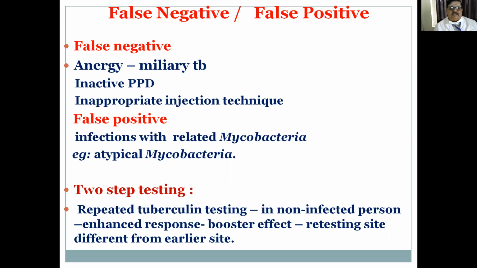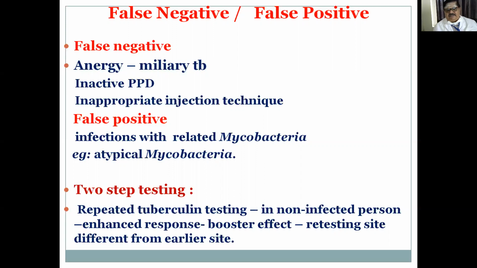False negative may be in miliary tuberculosis, anergy, that is failure to react. The PPD is inactive. Suppose drugs also, if you want to take, you see the date of expiry. Suppose you are using PPD which is long expired, there is no point, it can't stimulate. So whether the PPD, purified protein derivative, we are using is date expired, and inappropriate injection technique. Suppose in between the layers of skin you are supposed to inject, and you have to raise a wheal, and suppose you give it deeper, it can't give the required test result.